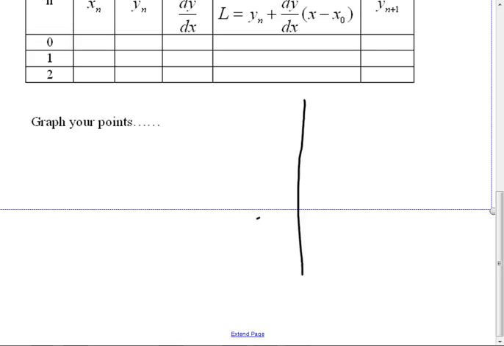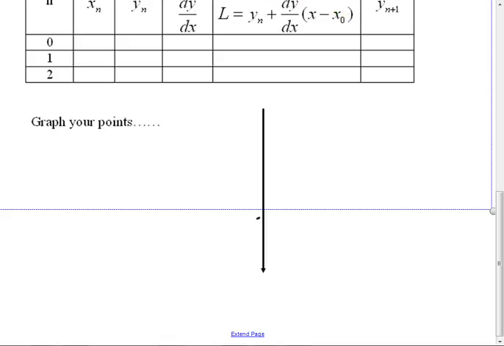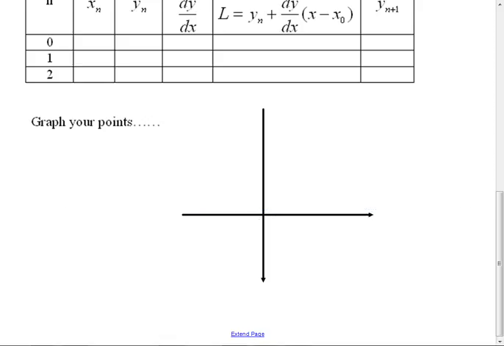Whoops. Okay, I don't like that. I'm in one of my neat moods today, so it's got to be right. And there. So we're going to start at 0, 1 right here.